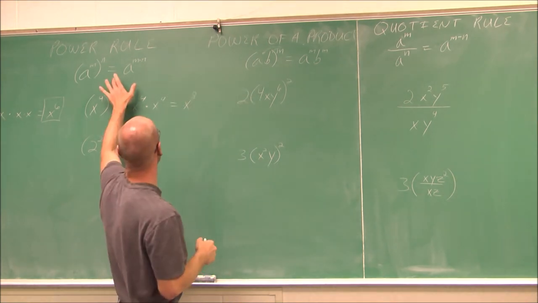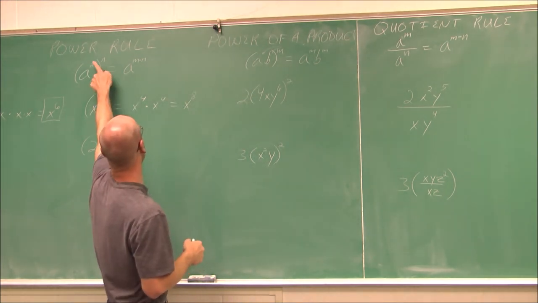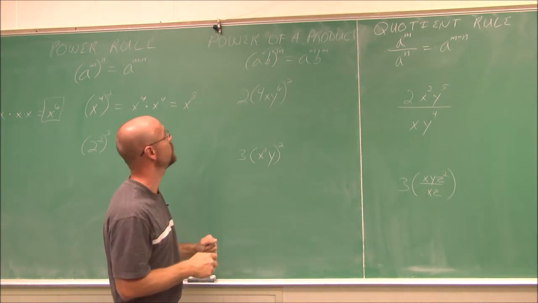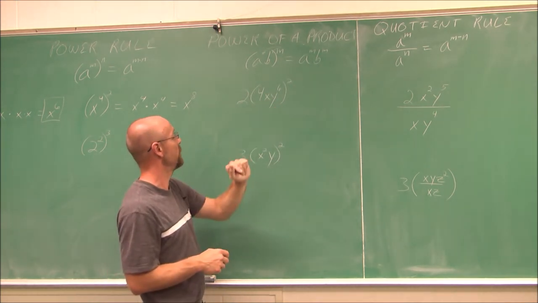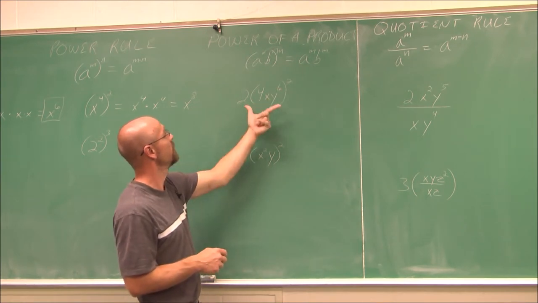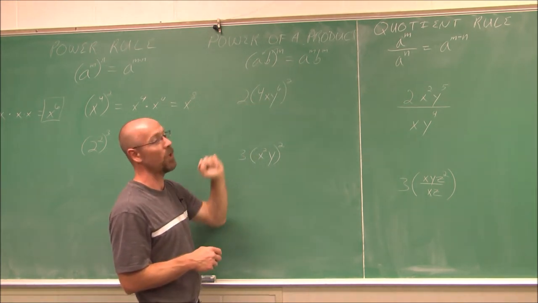It's very similar to this one. We multiply this to the power. Well, here we distribute it to a power because it's multiplication. Let's look at this example here. We have 4xy to the sixth. That quantity is being squared and multiplied by 2.